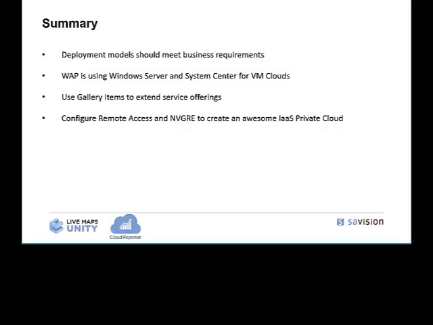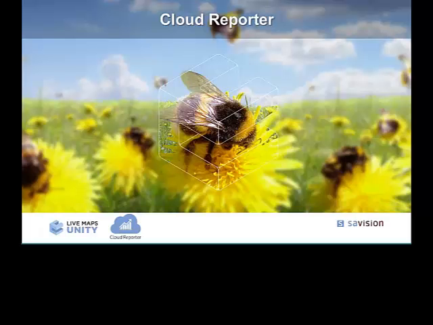Server and System Center licenses for this. You can use gallery items to extend service offerings. We saw how easy it was to deploy a domain controller; a simple key takes two to four days, and you're done. You can also use the Remote Desktop Gateway and NVGRE to create this awesome infrastructure-as-a-service private cloud. So with that, I think I'm going to hand it over to Rob.